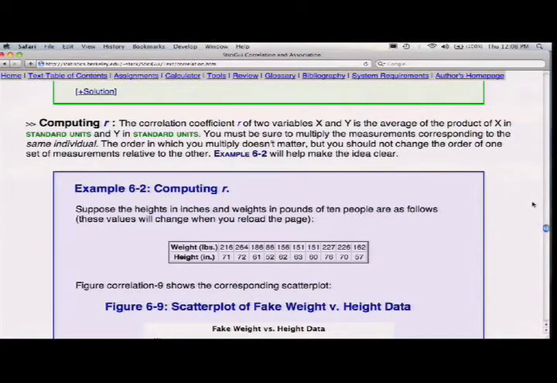The correlation coefficient is easy to calculate once you have the notion of converting things to standard units. What you do to find the correlation coefficient between x and y is you convert x to standard units, you convert y to standard units, and you take the average value of their product. Okay? You need to keep the pairing right.